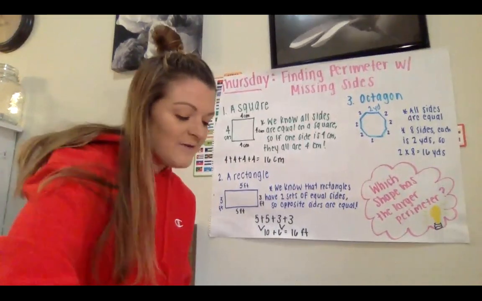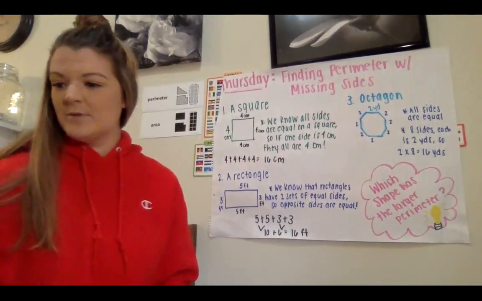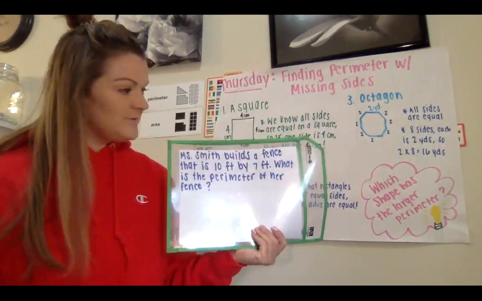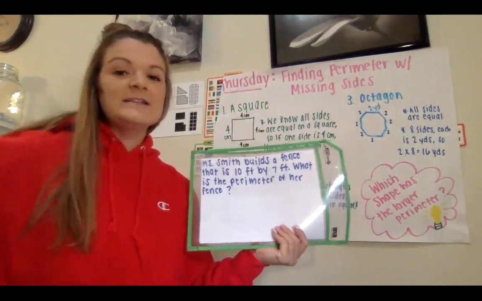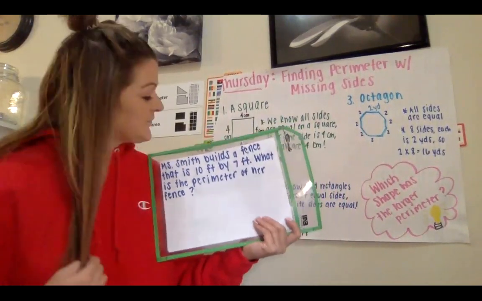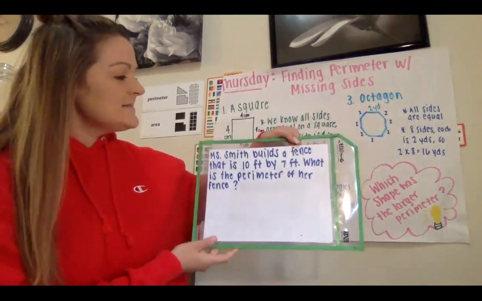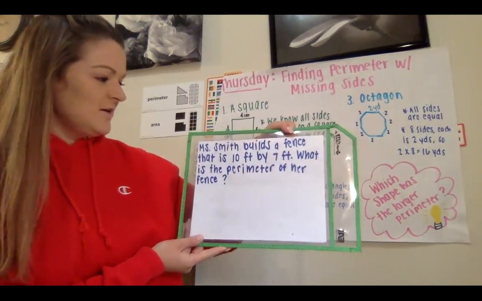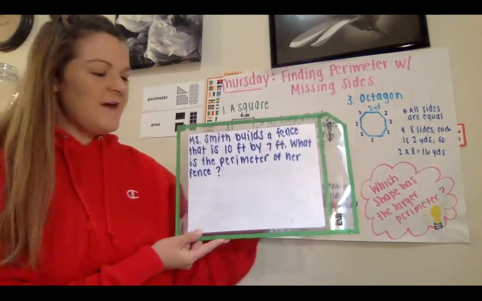What I want to do now is take a look at a couple of word problems. So what I did was I just wrote my little word problem inside of our sheet protectors. So let's look at this one because you are going to have some word problems on your classwork today. This one says, Miss Smith builds a fence that is 10 feet by 7 feet. What is the perimeter of her fence?